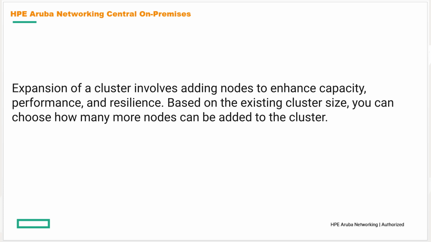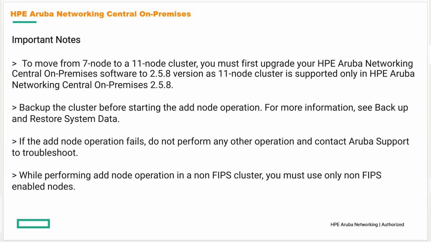Based on the existing cluster size, you can choose how many more nodes can be added to the cluster. Before proceeding to the add node operation, you must keep in mind the following points. 11-node cluster is supported only in HP Aruba Networking Central on-premises 2.5.8. Hence, to move from 7-node to 11-node cluster, you must first upgrade your HP Aruba Networking Central on-premises software to 2.5.8 version. Back up the cluster before starting the add node operation.